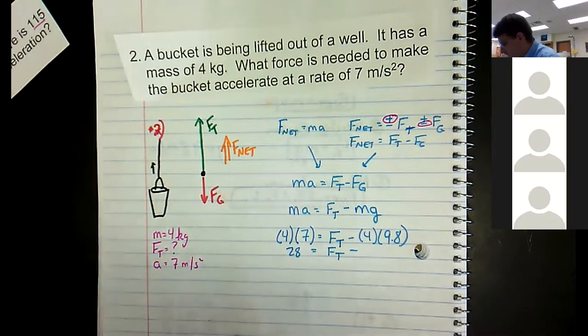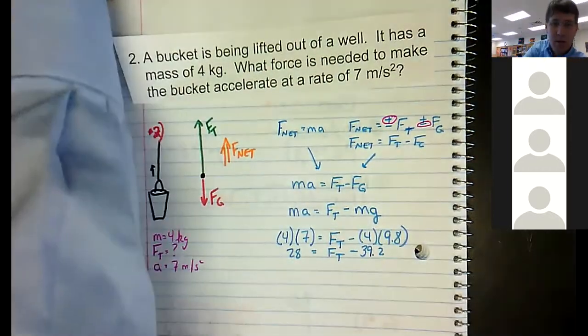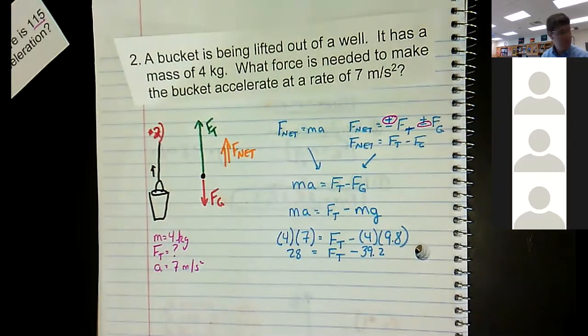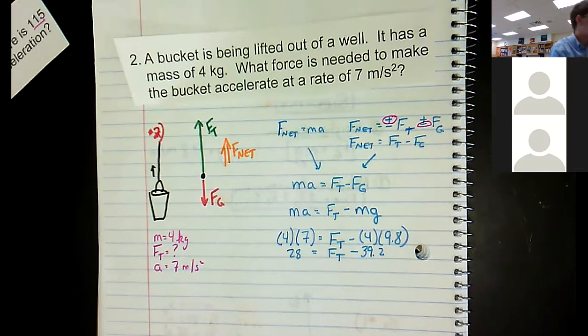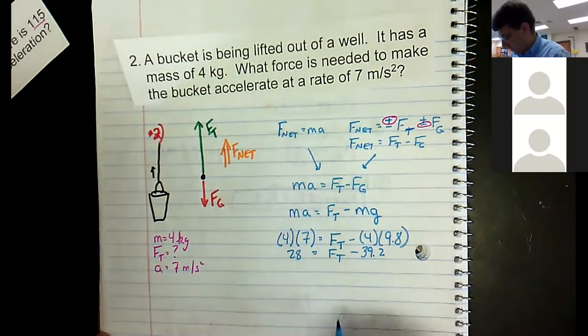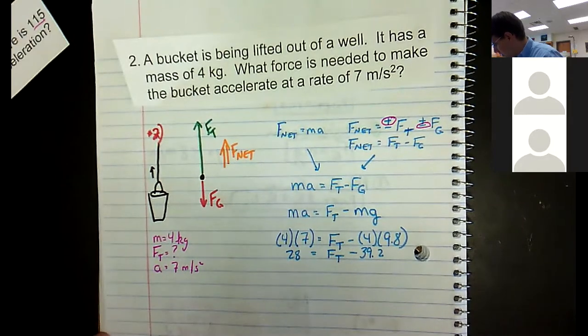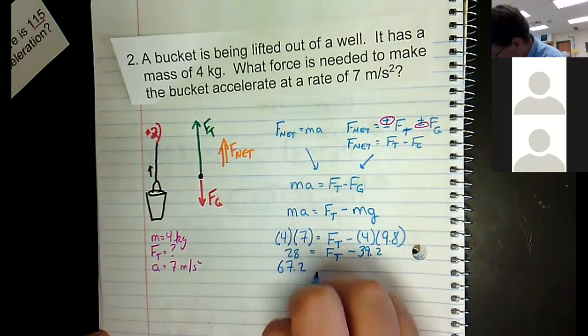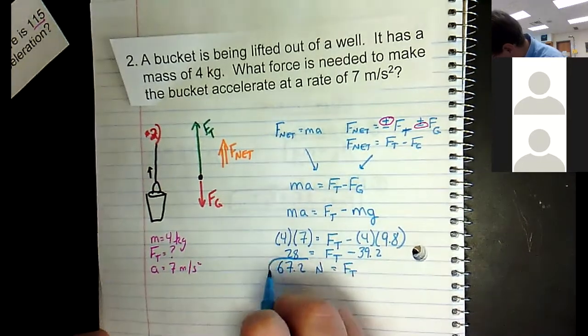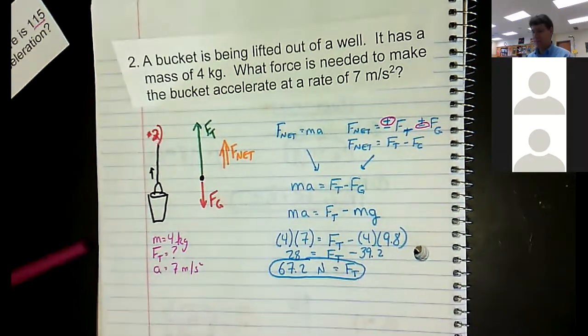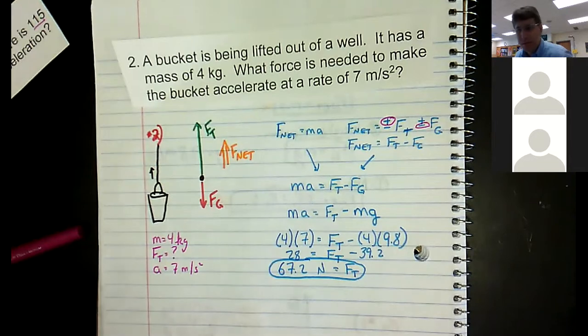So 4 times 9.8 is, I think, 39.2. So I add 39.2 to the other side. I think we get that. Any questions?